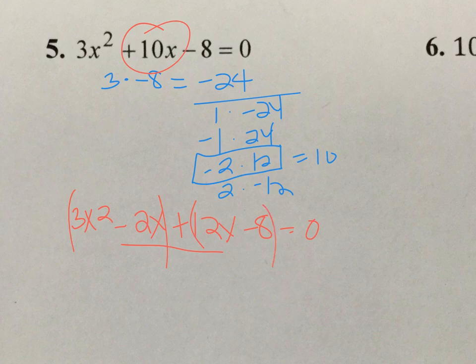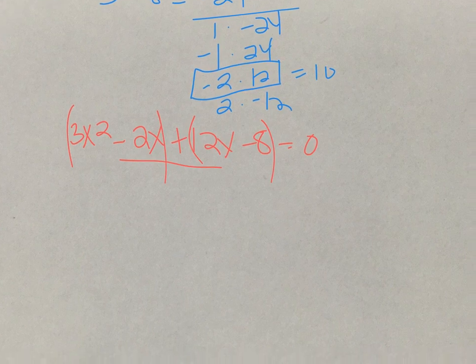They're going to be friends. They're going to be grouped together. And we're going to pull out any common factors. Okay, so for this first one, I can take out an x. So x is going to go on the outside because I'm dividing it out. And inside, I'm going to have 3x because x times 3x makes this 3x squared. Minus 2x divided by x is going to give me just 2 here.